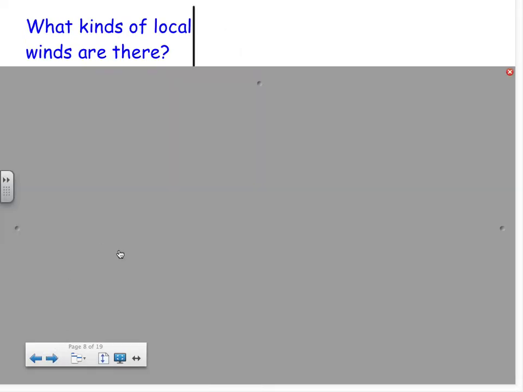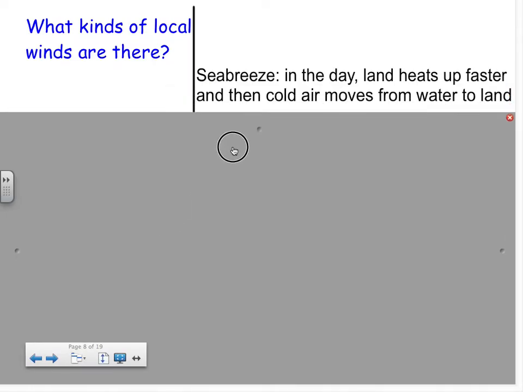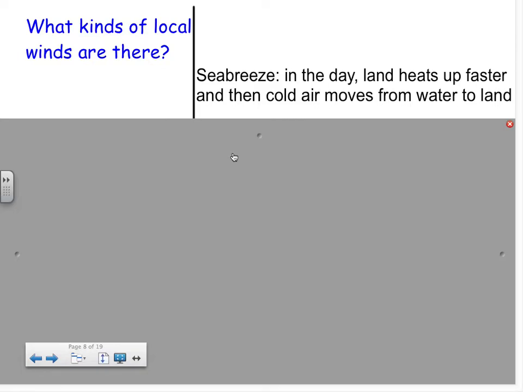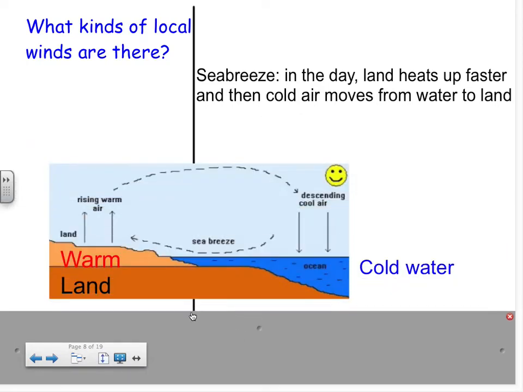Now, there are two kinds of local winds that we have, and let's take a look. The first one is called a sea breeze. If you've ever heard sea breeze, there's a reason why it's called sea breeze, because in the daytime, we know that the land heats up faster. So, when the land is heating up faster, you have the land heating up here, so the warm air is rising, and as it rises, it goes out this way because it's getting pushed by the cold water.